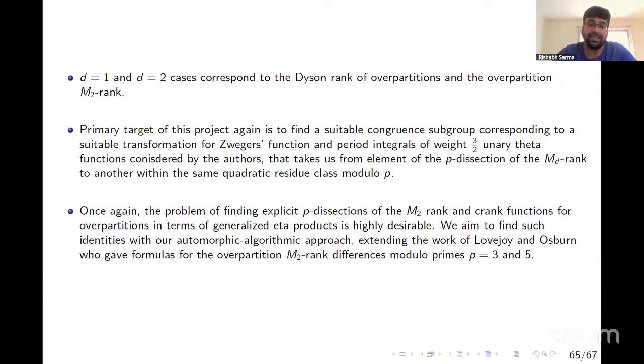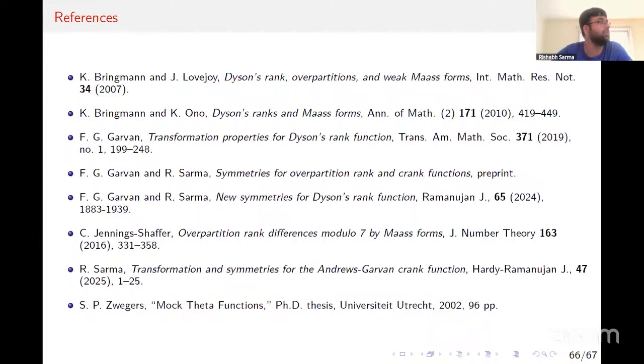So if we are able to find a symmetry result for this MD rank, it will supersede the work we have done for the rank of over partitions. But the generating functions here are much tougher to handle and would require some more work, I believe, and this is a work in progress. That concludes my talk.